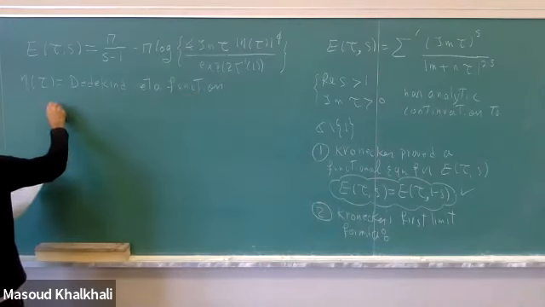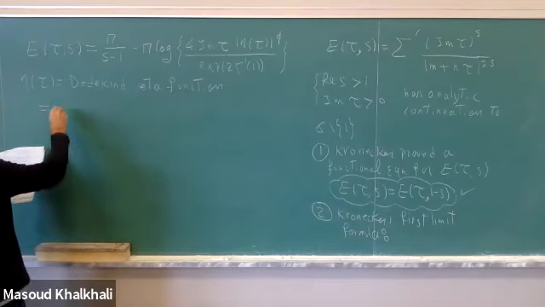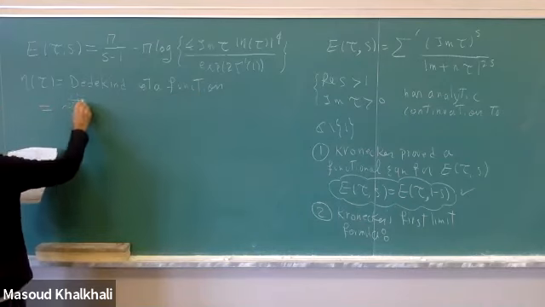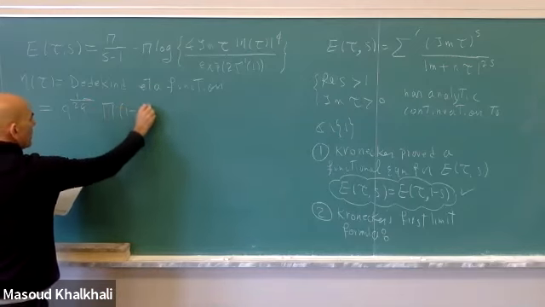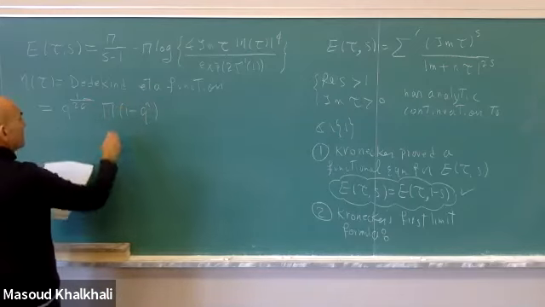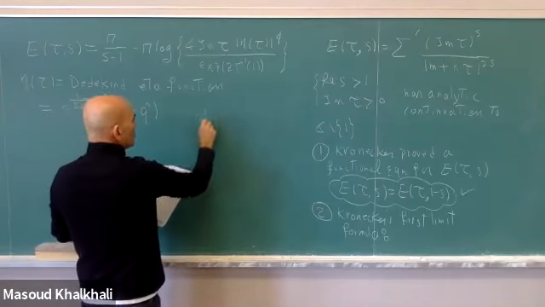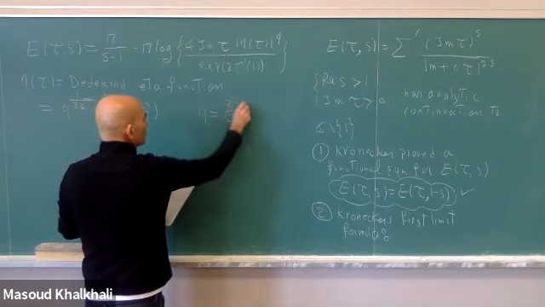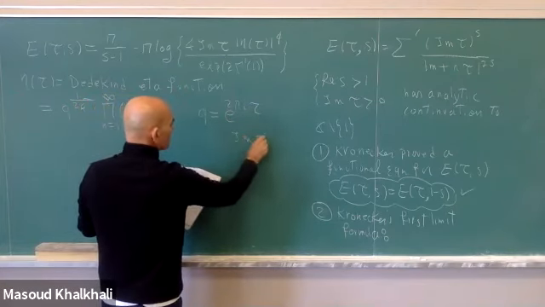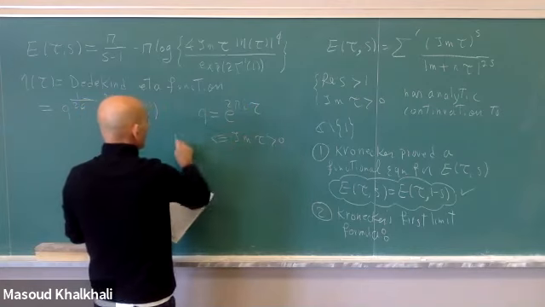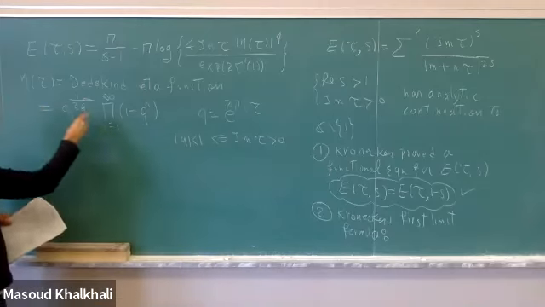So what is eta of tau? That's equal to q to the power 1 over 24 times the product of 1 minus q to the n, from n equal 1 to infinity. As we had, q is the Jacobi parameter, e to the 2 pi i tau, with the imaginary part of tau positive. So the absolute value of q is less than 1, and this infinite product is definitely convergent in the disk.